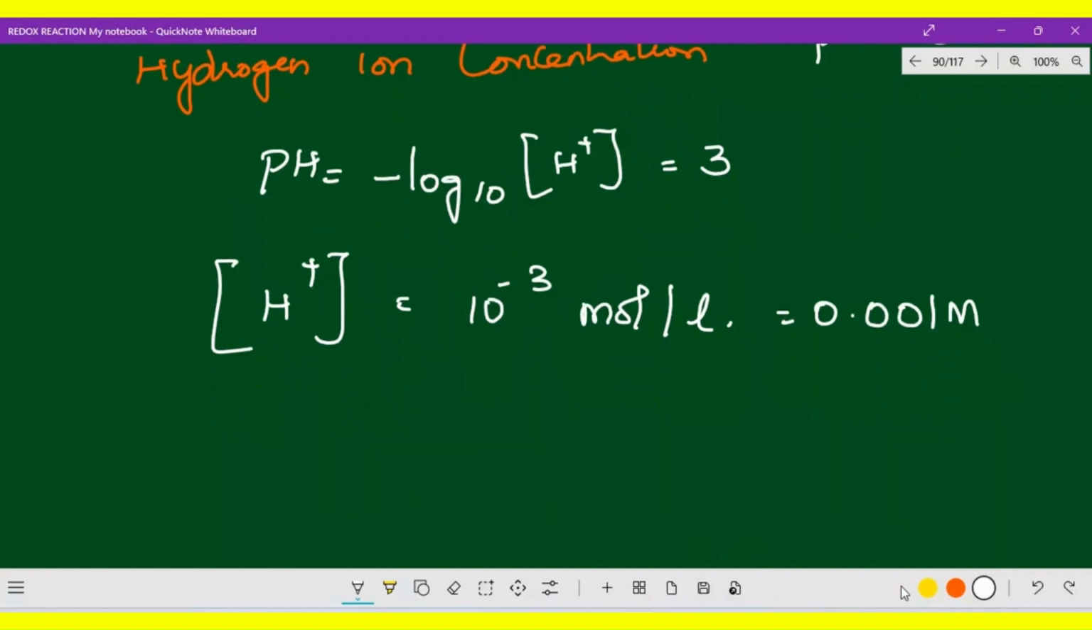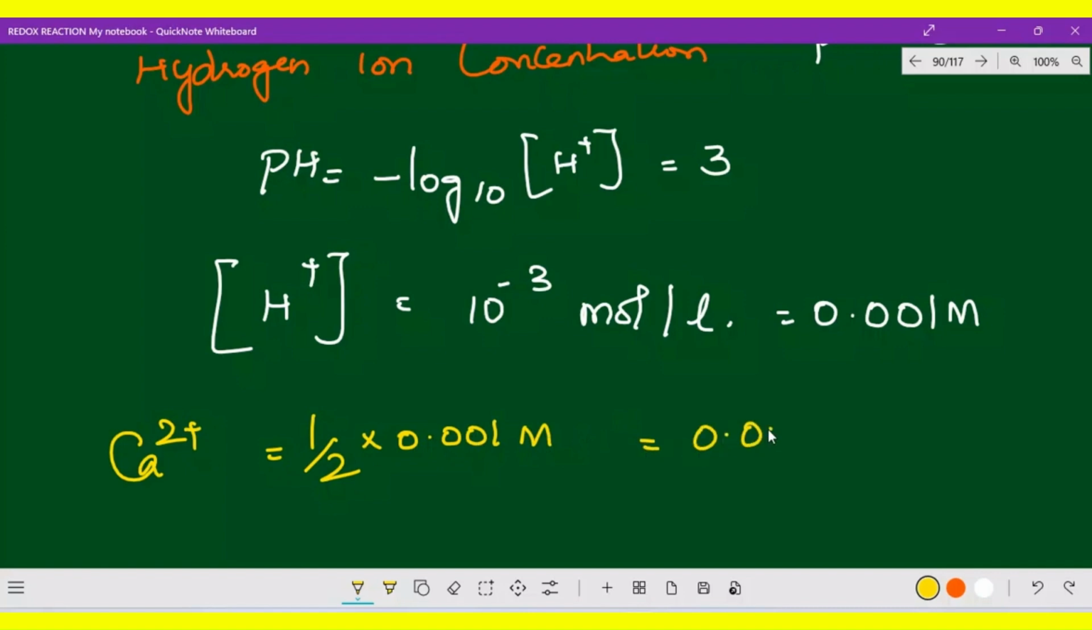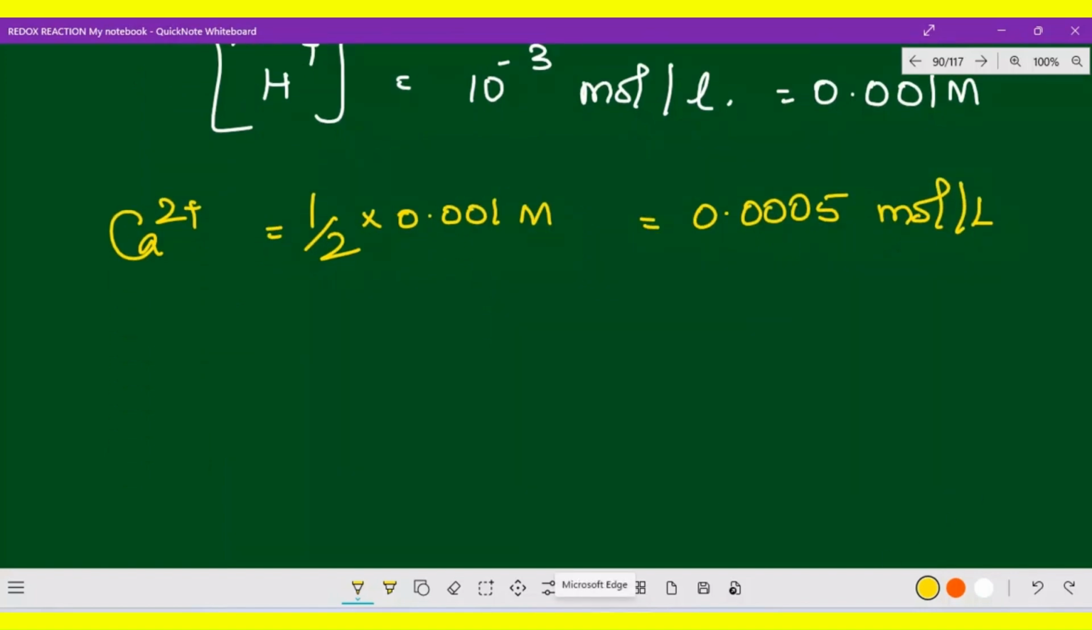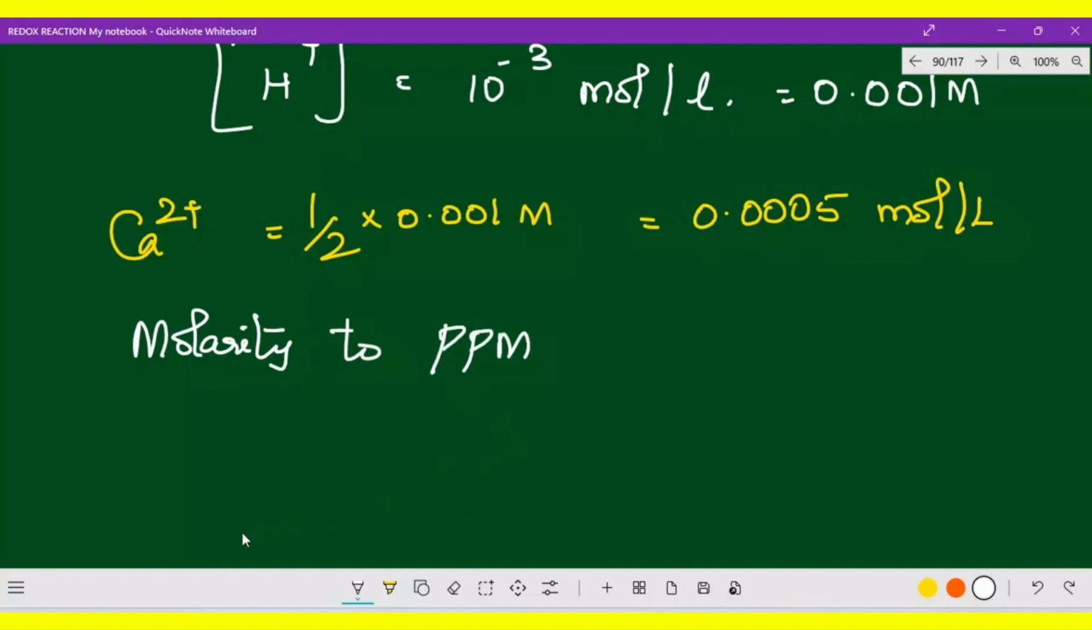Now the second point I wanted to mention, Ca2+ equals half into 0.001 molarity. You will get 0.0005 mole per liter. Yes, got it. So, molarity to parts per million. Now we have to convert molarity to parts per million, ppm.